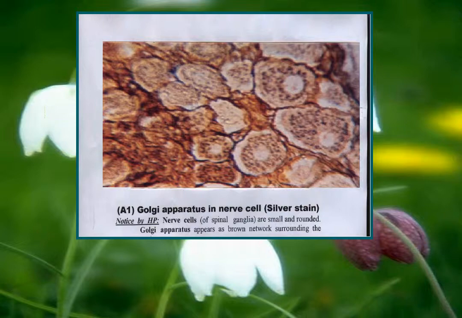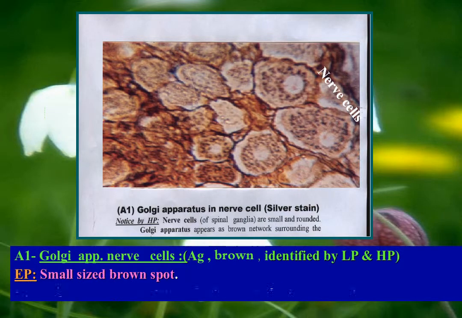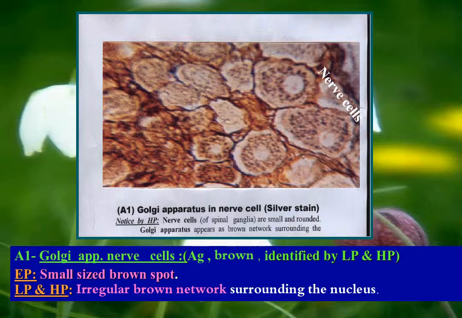Golgi apparatus in nerve cells stained with silver. By eyepiece it appears as a small-sized brown spot. By low power and high power, Golgi apparatus appears as an irregular brown network surrounding the unstained nucleus.